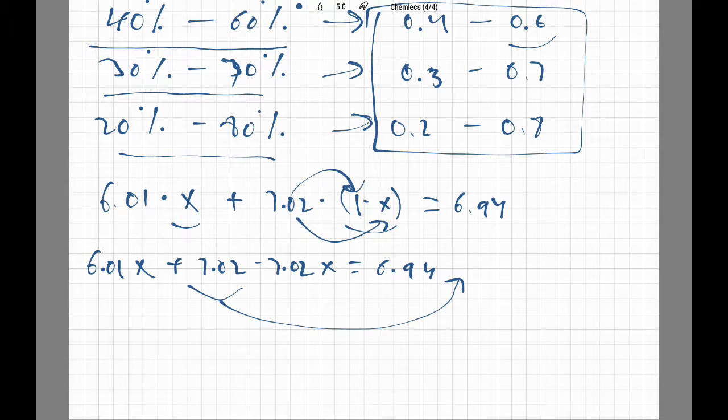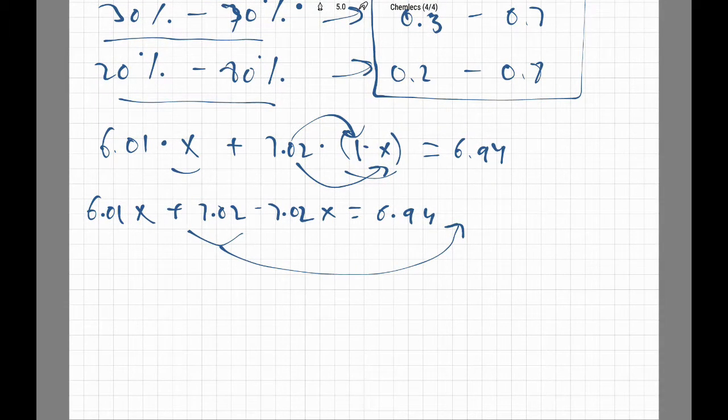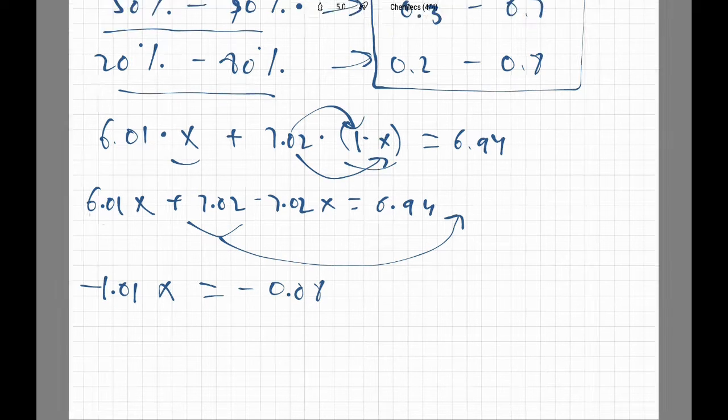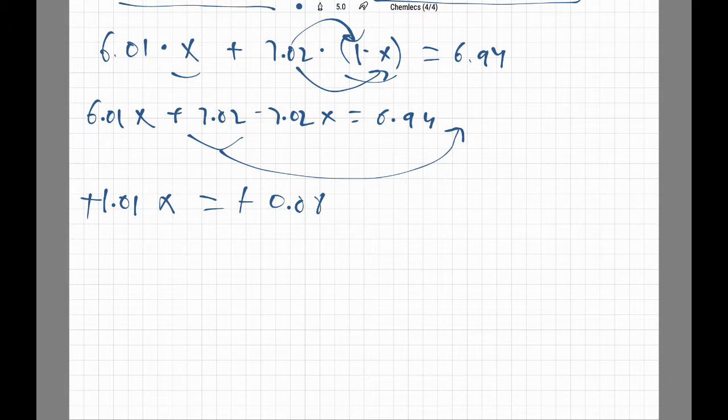So this goes that way. Alright, 7.02 minus 6.01 should give you negative 1.01x equals 6.94 minus 7.02, which should give you negative 0.08. Alright, so I have negatives on both sides, so they can easily become positives. Okay, and then the x is going to be 0.08 divided by 1.01. If you do that, let's do this with our calculator. 0.08 divided by 1.01.